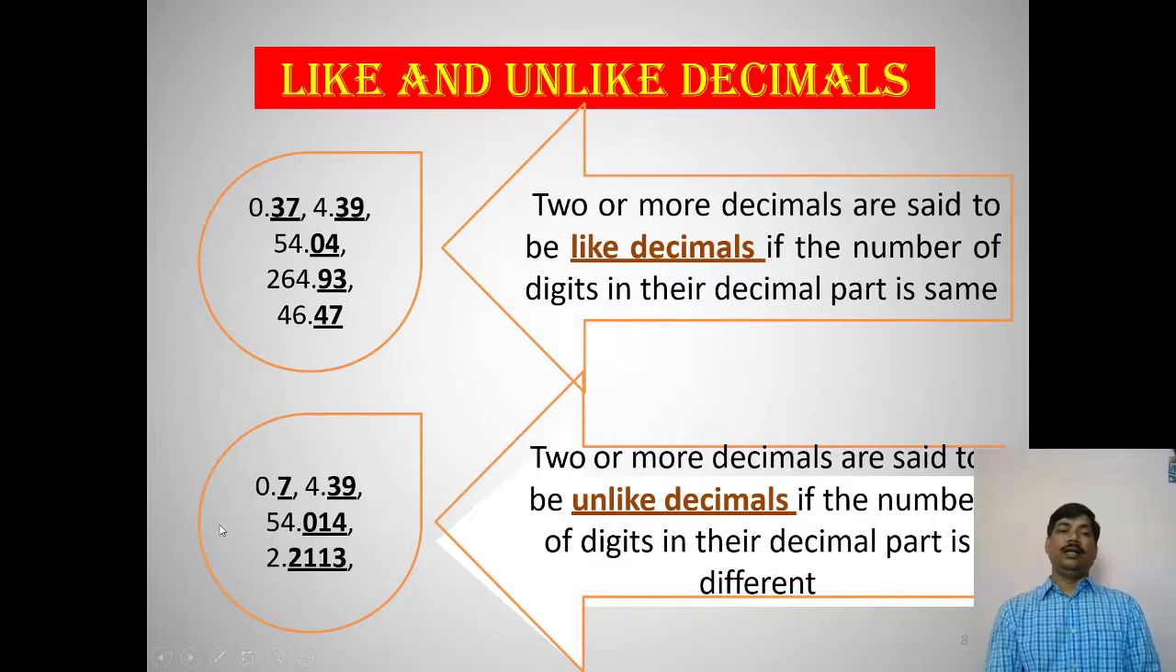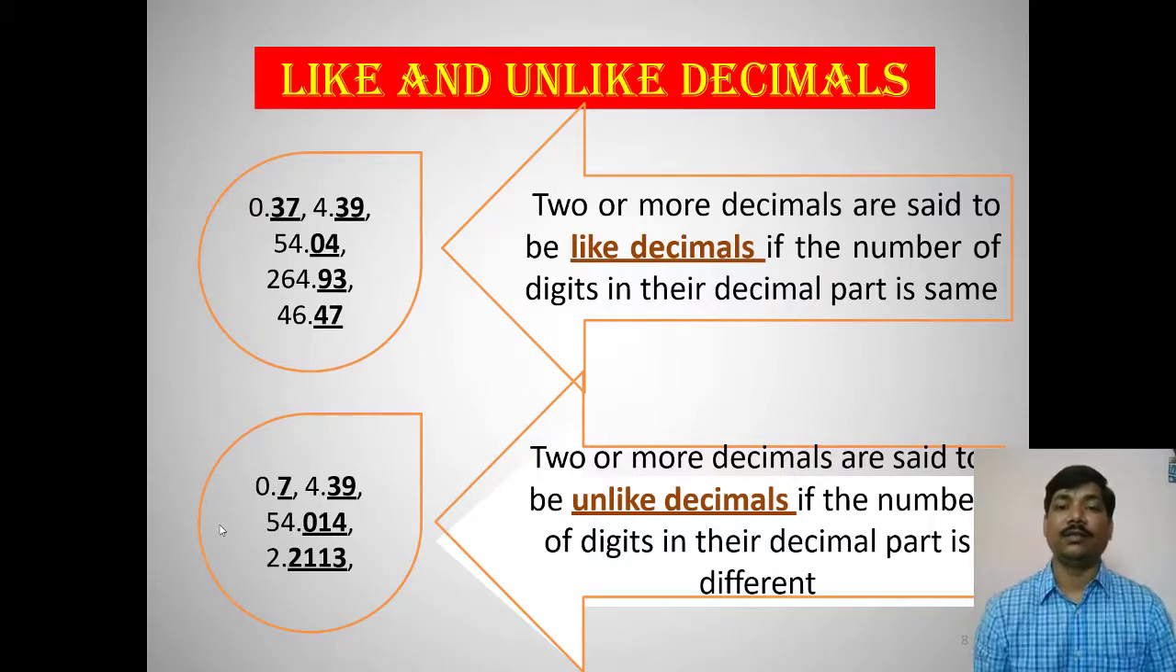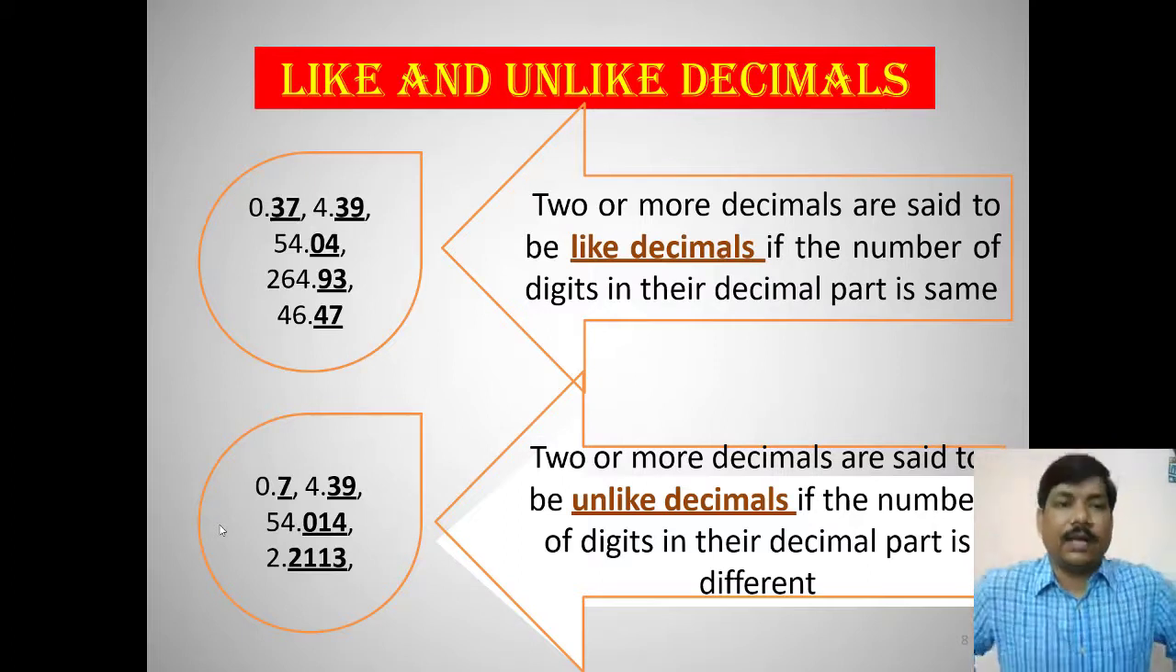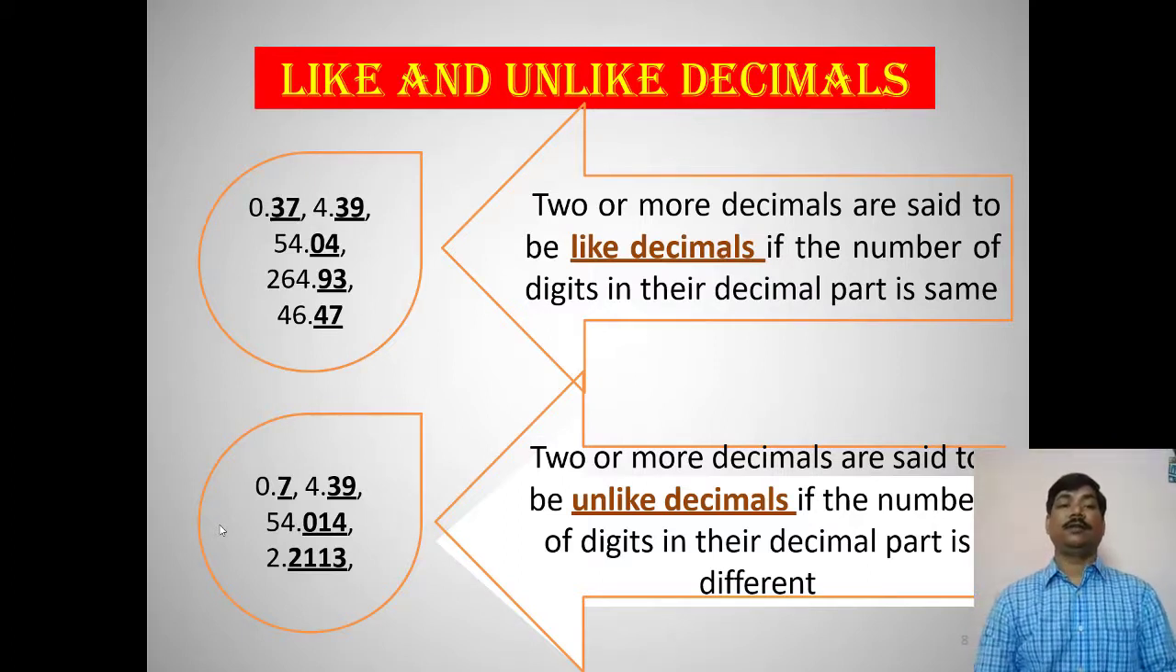So in a nutshell, like decimals are the decimals which have the same number of digits after the decimal, and unlike decimals are the decimals which have a different number of digits after the decimal.